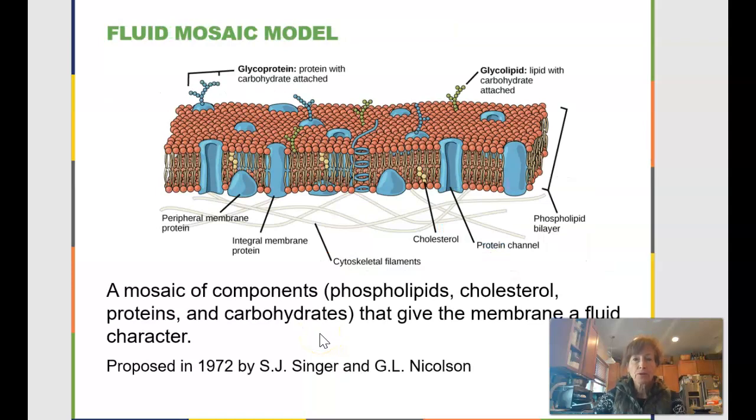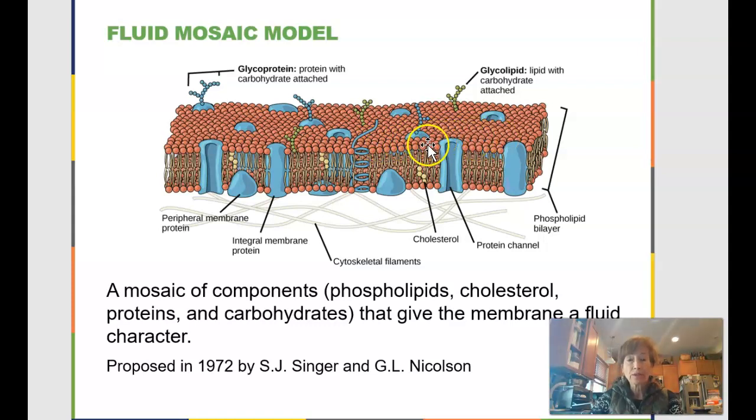The classic way we look at the membrane is as a fluid mosaic model, which was proposed, as you can see here on the bottom, in 1972 by these two scientists. And what we mean here is that it's fluid because it has this ability to flex and to change in shape depending on what's going on around it.